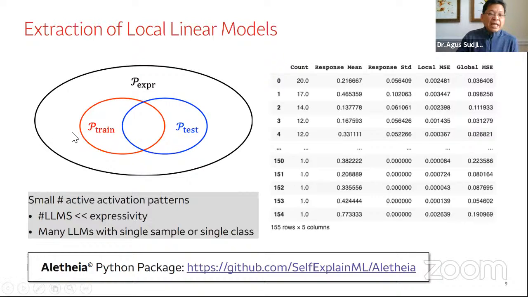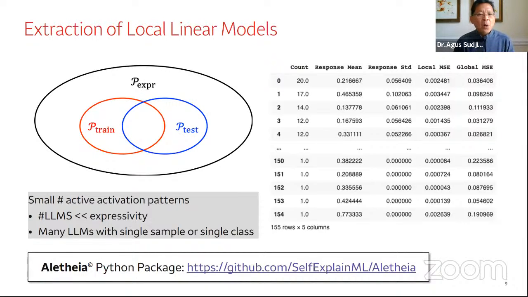It turned out that if you use a neural network, only a small portion of the local linear models are really used by the network. A small number of activation patterns. The number of LLMs, local linear models, is much, much smaller than the expressivity of the network. That's in the real world, in most applications. Unless you have humongously big data and a small network, that's a different story.